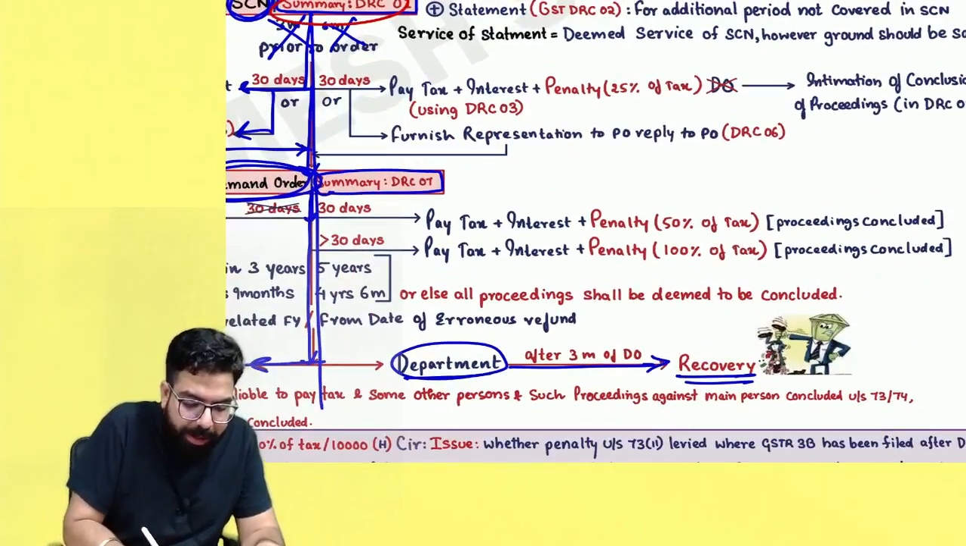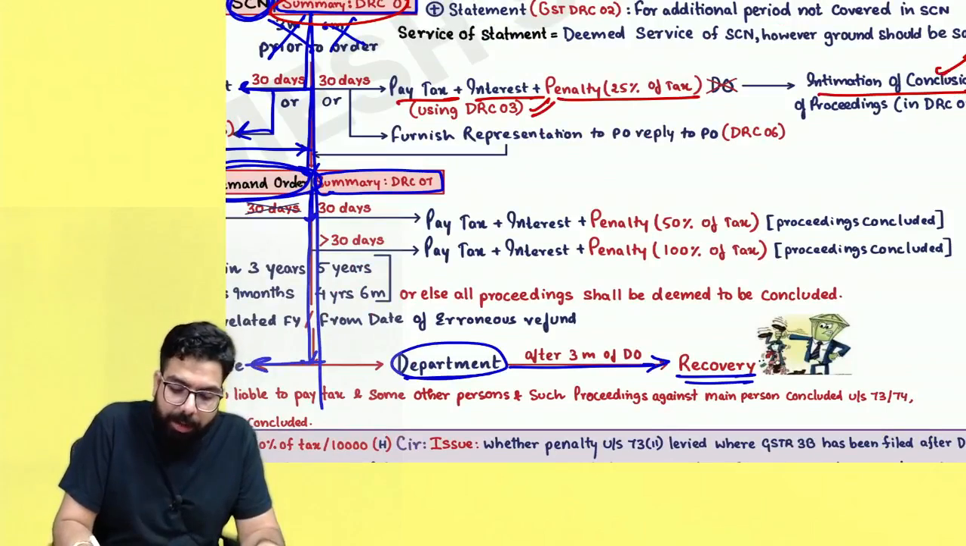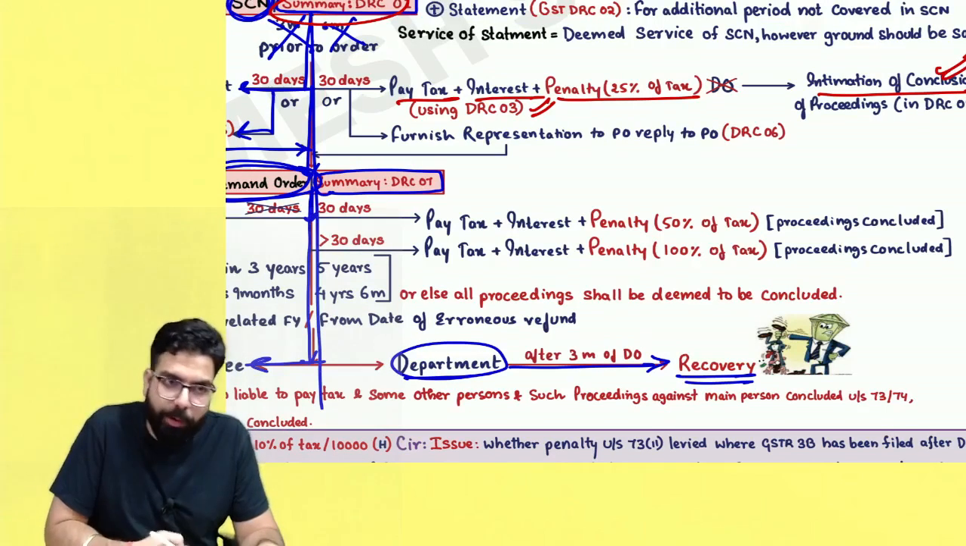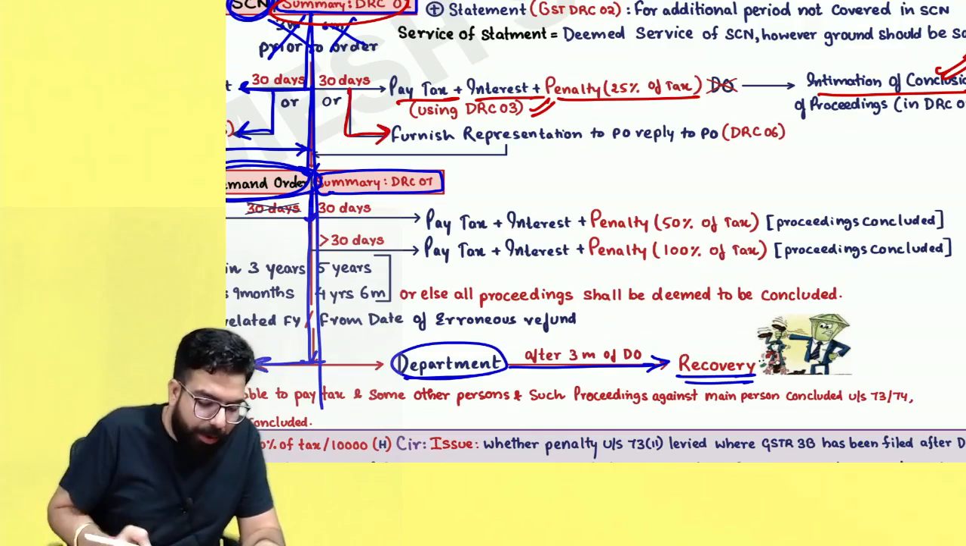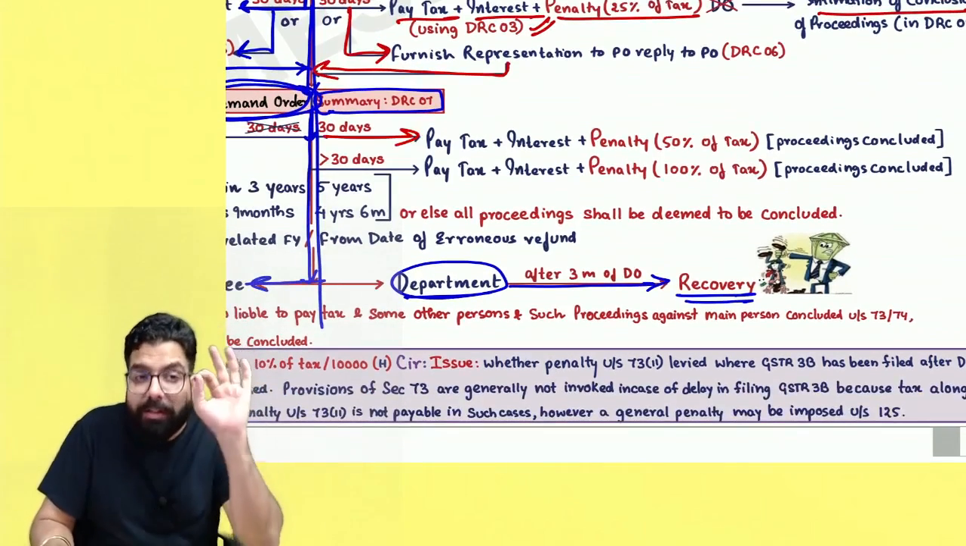After the show cause notice, pay tax, interest, and penalty of 25%. Intimate the officer using GST DRC-03, and intimation of conclusion of proceedings will be given. Sir, if I don't make the payment, then you can give an explanation, and then what will happen? A demand order will come. After the demand order, you still get 30 days.